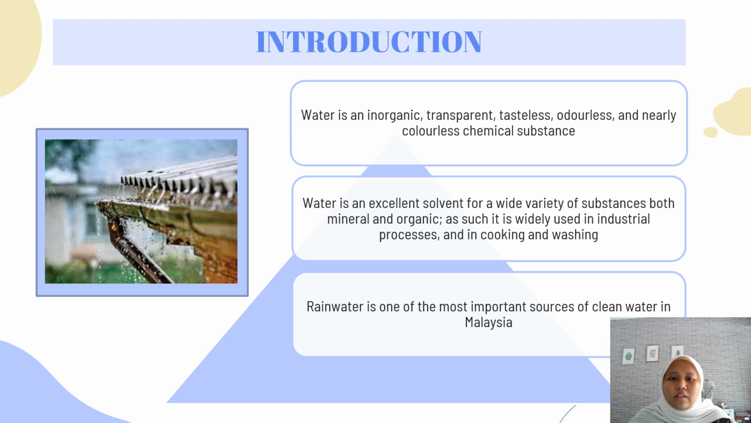And also the sources of water in Malaysia, as you know, are rivers, lakes, and dams. Rainwater is also one of the most important sources of water in Malaysia, because in Malaysia we receive a lot of rain as we sit on the Khatulistiwa line.